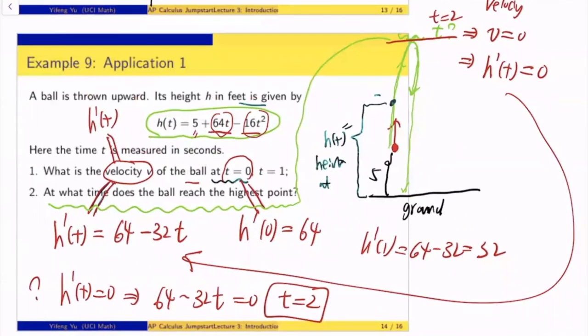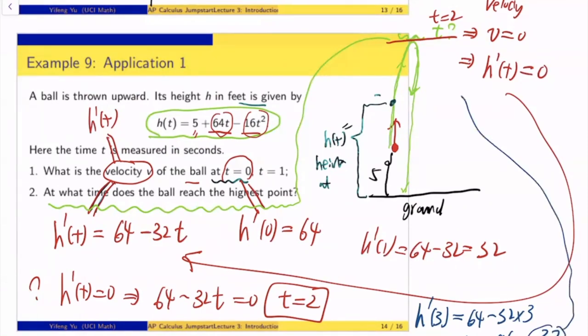Now, if you try to find the derivative at, let's say, time three, then you just get 64 minus 32 times 3, which is 64 minus 96. What do you get? This is negative 32. Why do you get negative? Because this is the velocity, and now the ball is going down. So the velocity points downward. That's why it has a negative sign.